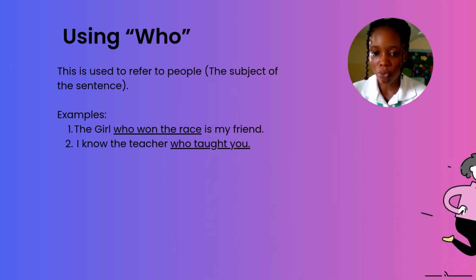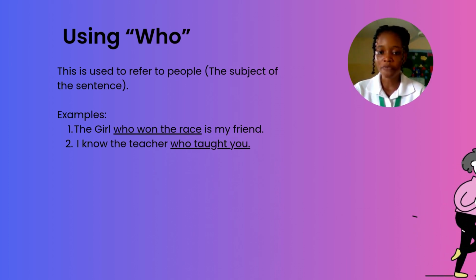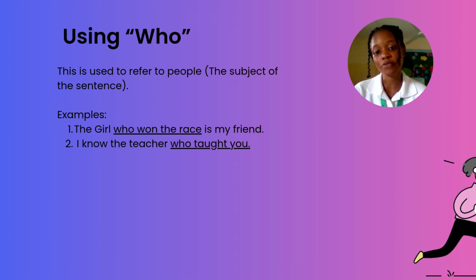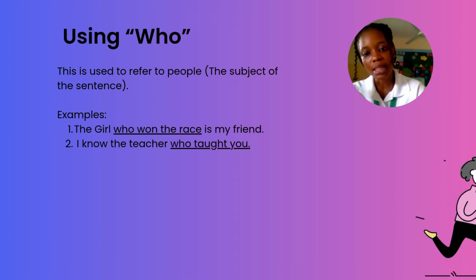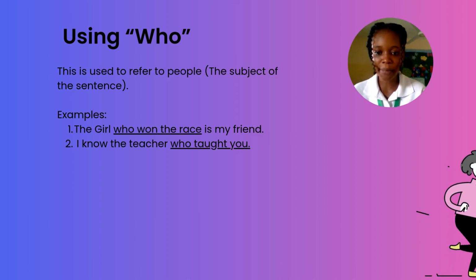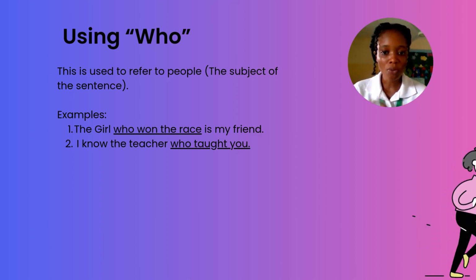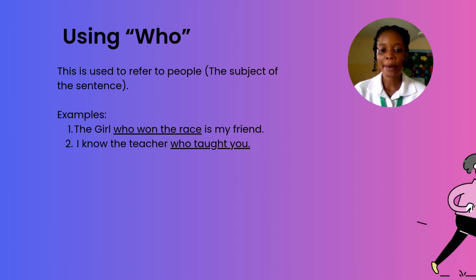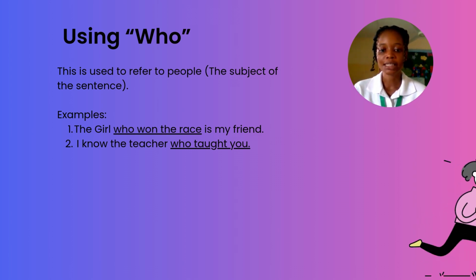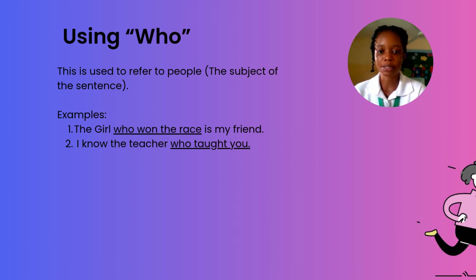Now, how do we use who? We use who to refer to people. That is most times the subject of the sentence. You can see the examples on the screen. The girl who won the race is my friend. The underlined part, who won the race, is telling us about the girl, a person.